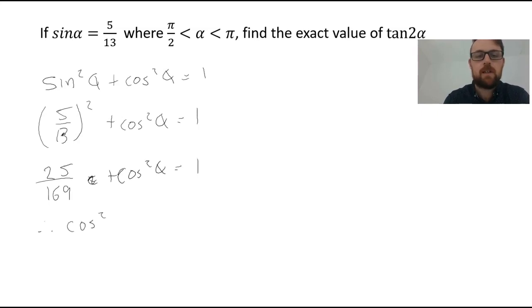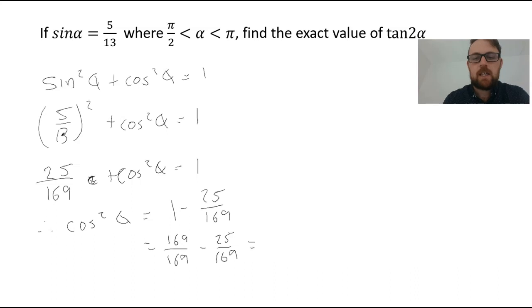Therefore, cosine squared alpha equals 1 minus 25 over 169, which is the same as 169 over 169 minus 25 over 169. And that's going to give me 144 over 169. But we know that's cosine squared, so therefore, if I just want to get cosine by itself, cosine of alpha, I have to take the square root of 144 over 169, which equals plus or minus 12 over 13. All right.